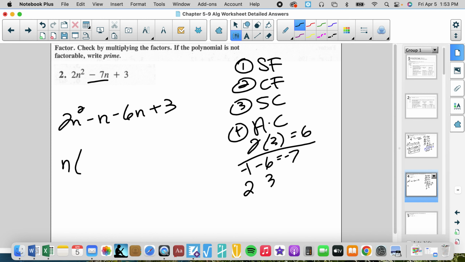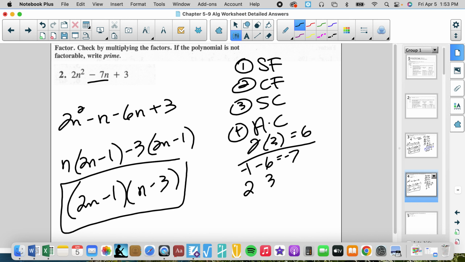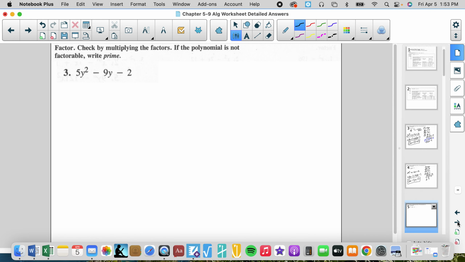We're going to factor out an n. We get 2n minus 1. We're going to factor out a negative 3. We get 2n minus 1. 2n minus 1, n minus 3. Signs were the same. Both were negative. It works. Outside was negative 6n. Inside was negative n, which makes negative 7n. So we can always check by multiplying those two binomials back out to see if we get the trinomial.